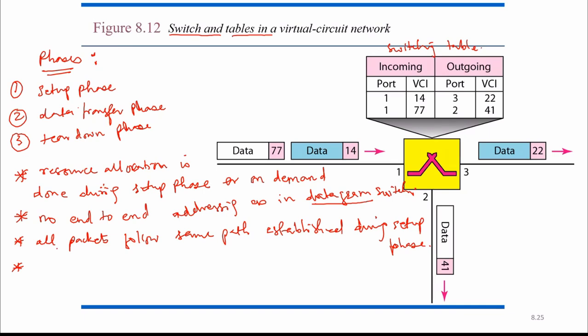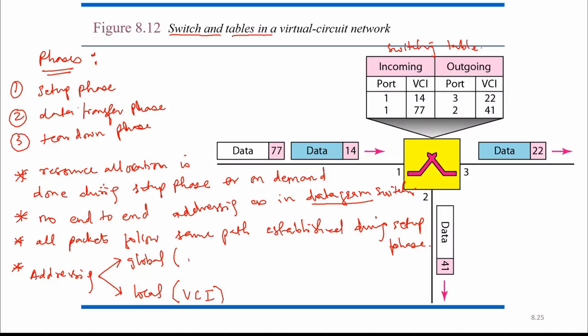Circuit switching basically takes place in the physical layer. Datagram switching basically takes place at the network layer, and this virtual circuit network takes place at the data link layer. Some more points we will just see. The addressing is done by 2 different methods: one is called global addressing, and the other is called local addressing. The local addressing is done by the virtual circuit identifier. So the virtual circuit identifier is the local addressing, and global addressing is basically the end-to-end type of addressing.